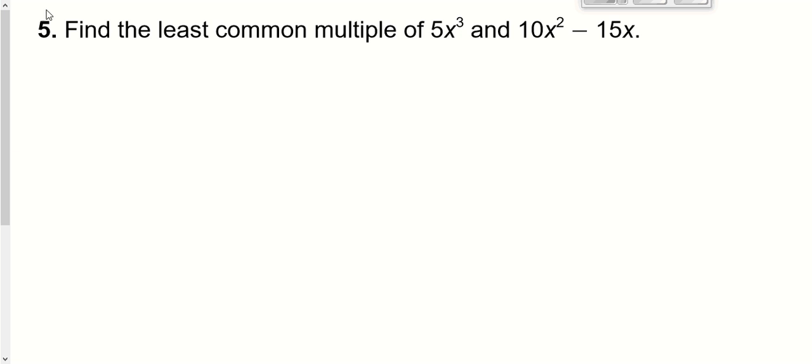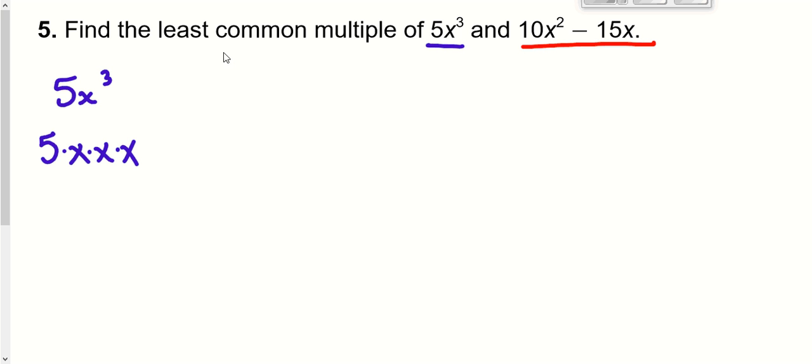Okay? So let's do one more of those. We're finding this time the least common multiple of 5x cubed and 10x squared minus 15x. So let's look at 5x cubed first. Let's break that all the way down. 5 doesn't break down, so it's just 5. And then x cubed is x times x times x.